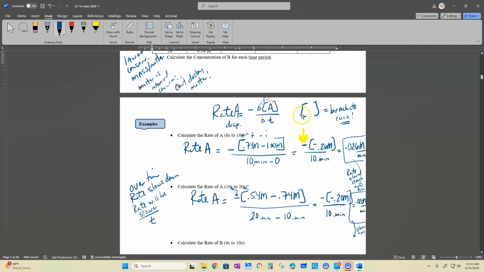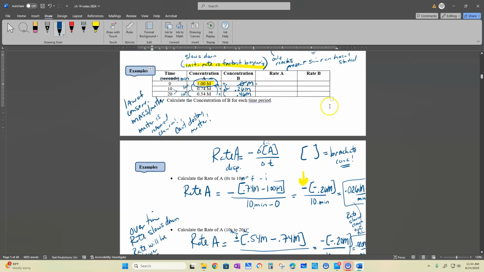Okay, so we have our values above, right up here. So I'm going to put our values here. Initially, at time 0, we don't have rates at time 0. So these should be blacked out. So from 0 to 10, our rate was 0.026 molarity over minutes. And right here, 0.020 molarity over minutes.